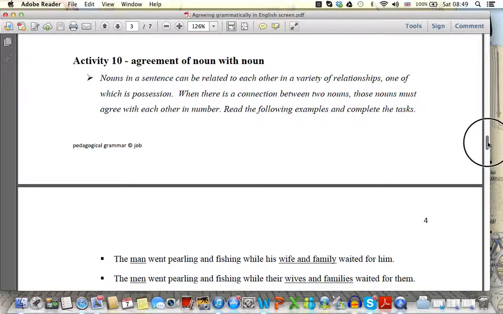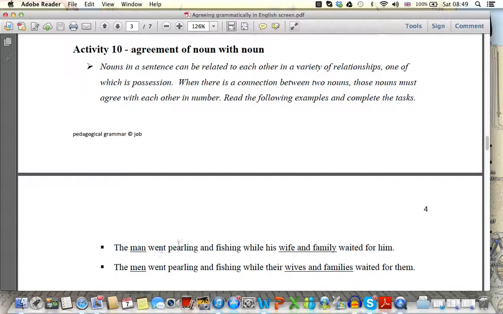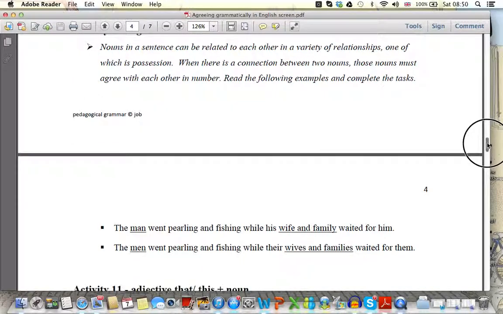Then we have a situation where nouns agree with nouns. So an example here will help illustrate what I mean. If we are talking about a man, the man went pearling and fishing while his wife and family waited for him. If we speak about the men, we have, of course, to make the other nouns in the sentence plural if they refer directly to the men. So the men went pearling and fishing while their wives and families waited for them, because clearly the men had more than one wife and more than one family.